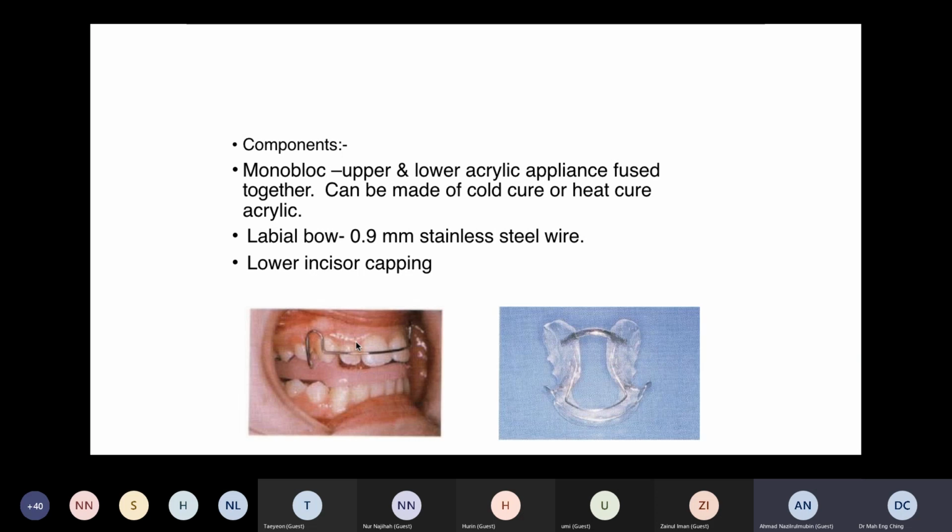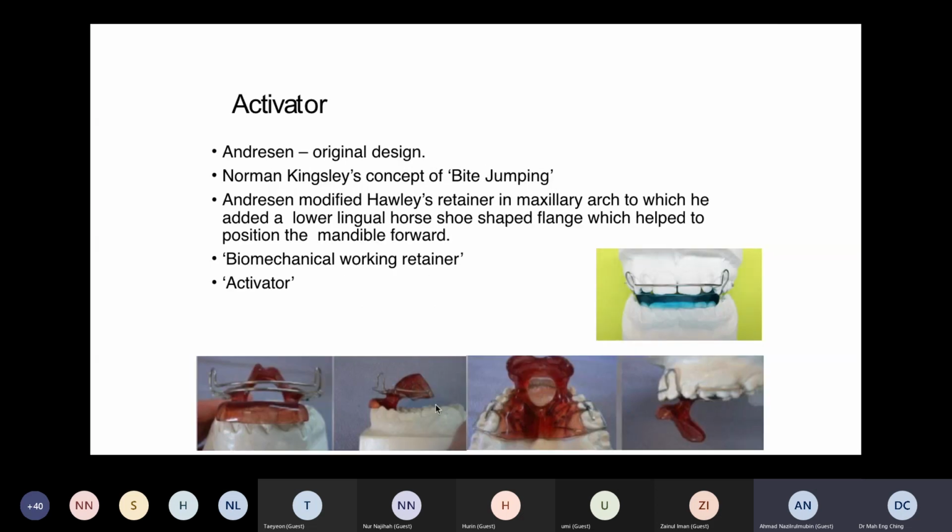Then the labial bow is a 0.9 millimeter stainless steel wire, which is a bit thicker than what you're bending. If you think whatever you're bending now is difficult, then this 0.9 stainless steel wire is going to be a nightmare. Then lower incisor capping. You see this one has the lower incisor capping. So this plastic will rest on the lower incisor edges. That's how it looks from the front view. So it has lower incisor capping, plus a labial bow on top.